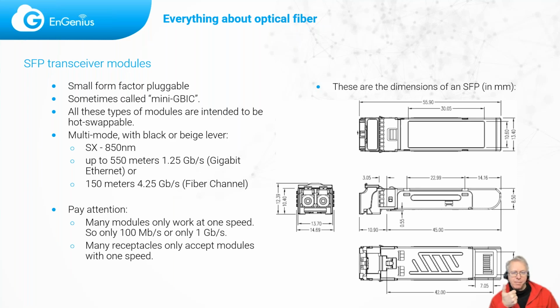So many modules only work at a fixed speed. There are some modules that can do both 100 and a gigabit, but you have to look out. And also many receptacles, as in switch cages, only support a single speed. Again, if you want to know for sure, just test it. Electrically, there's nothing that you can break. The worst thing that can happen is that it tells you I do not recognize it, or it doesn't work.